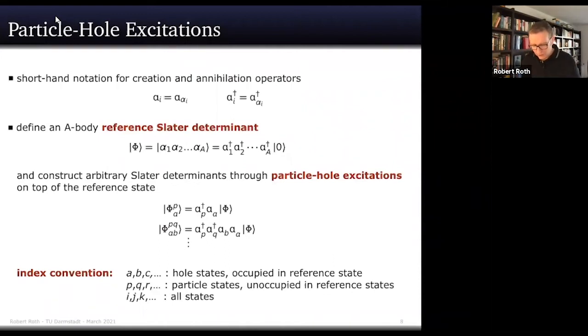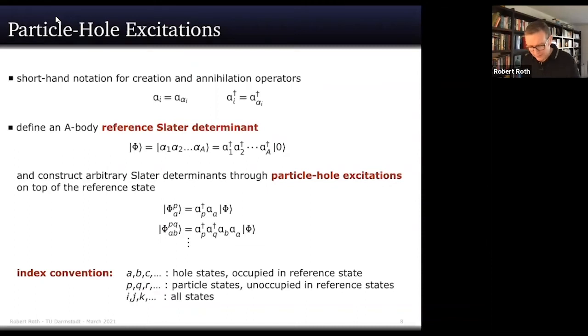All the other states which are not occupied in the reference determinant are P, Q, R, and they are called particle states. These are the unoccupied states, and you can put a particle in there via one of these particle-hole excitations. These are the states that come with the creation operators here. And if I want to sum over all states, I use I, J, K. You don't have to memorize that because it's always obvious from the context what you're talking about in terms of particle and hole states, but it will be used, therefore I discussed it.